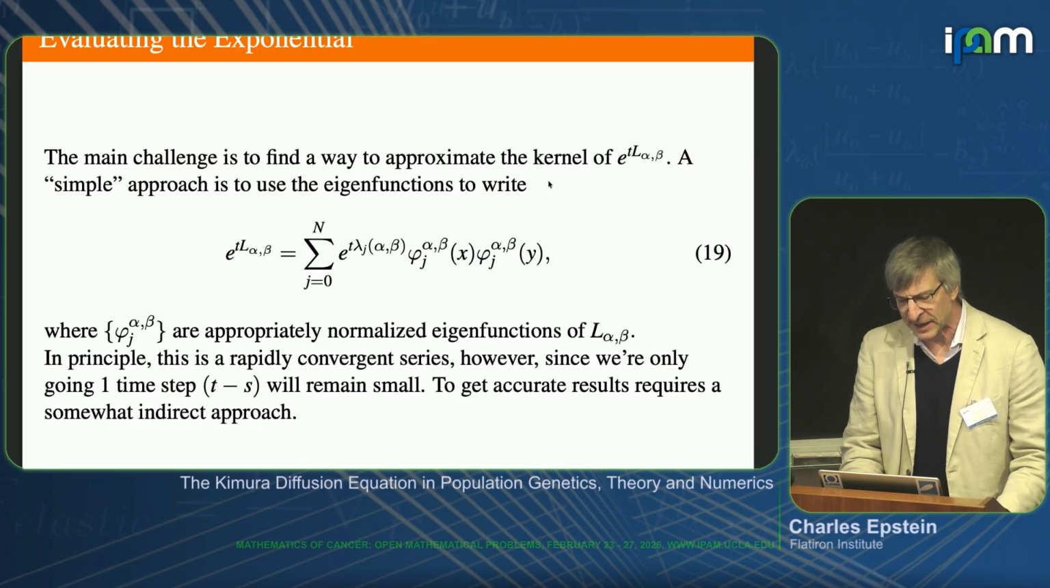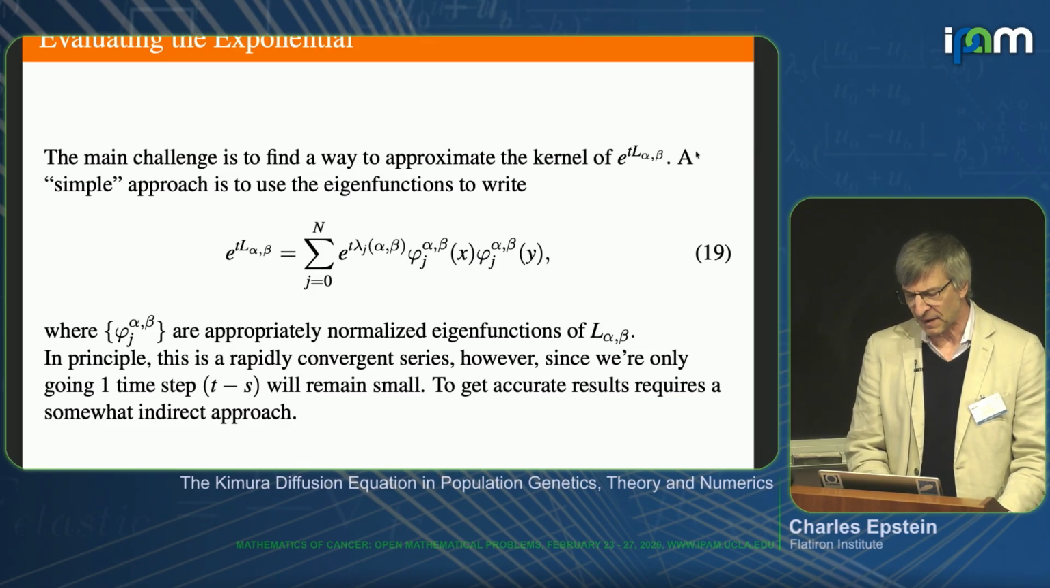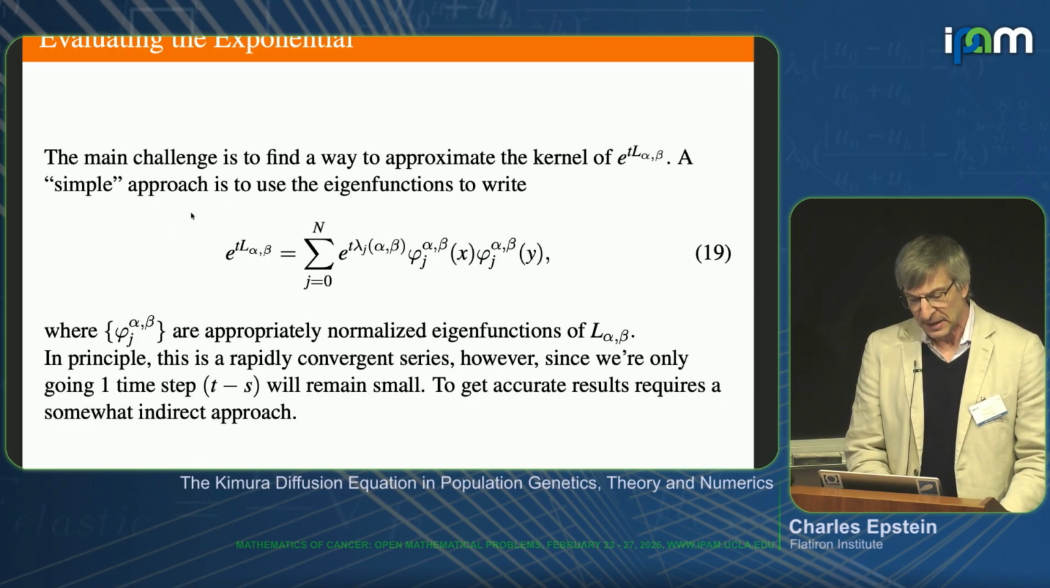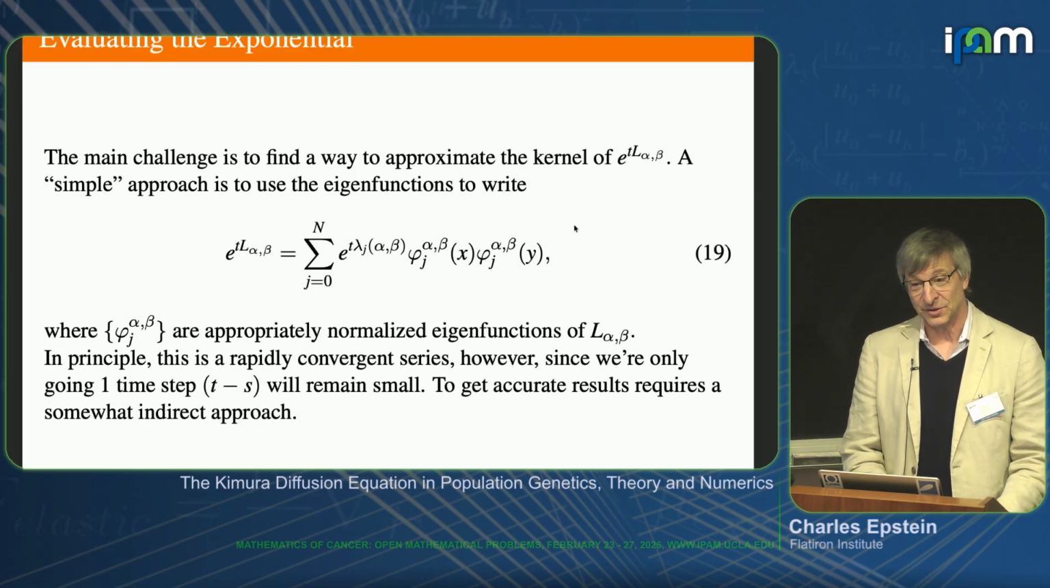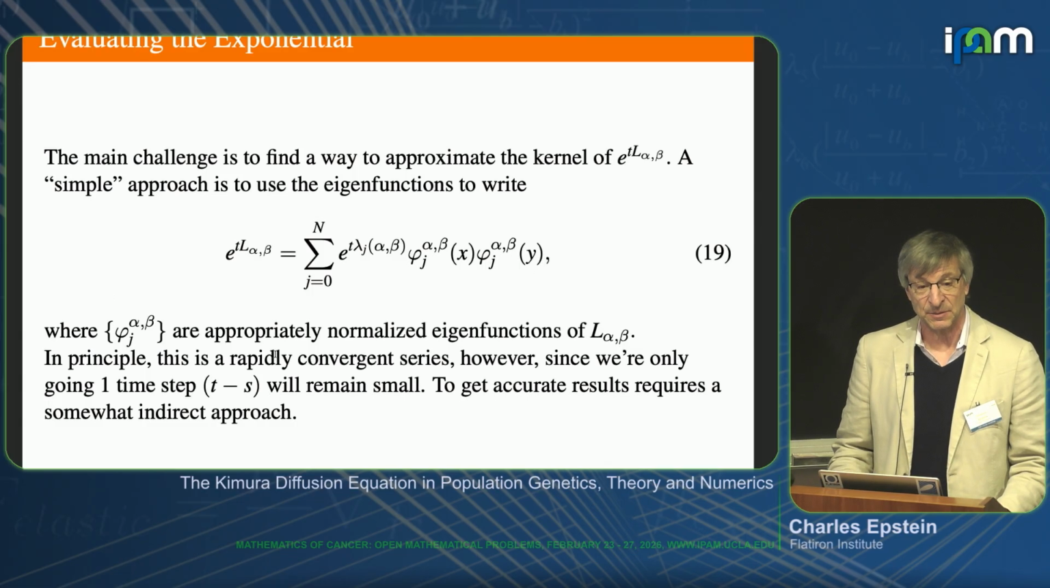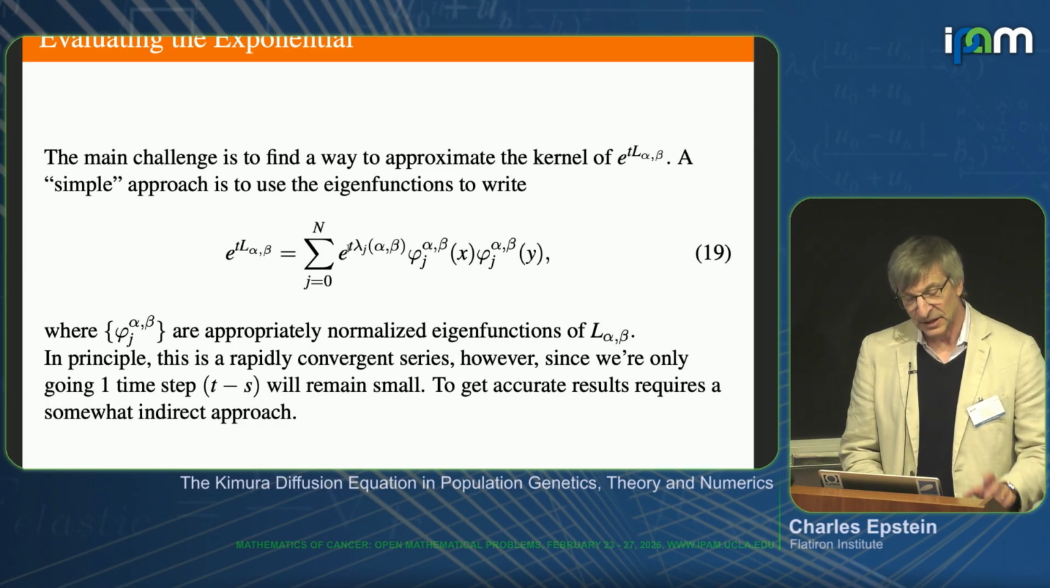OK, so the main challenge in this approach is finding a way to compute the kernel of e to the t alpha beta, the solution operator for the model problem. So the simplest approach is you just write down an eigenfunction expansion. You can do that. Certainly, that's fine. Where these are appropriately normalized eigenfunctions, it's a rapidly convergent series in principle, at least for t a little bigger than 0.